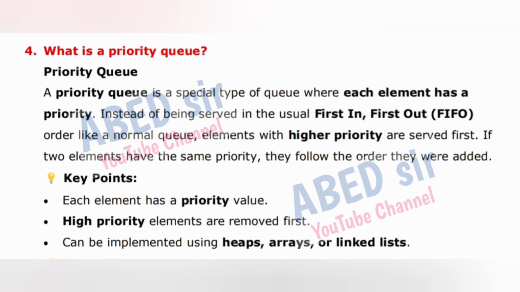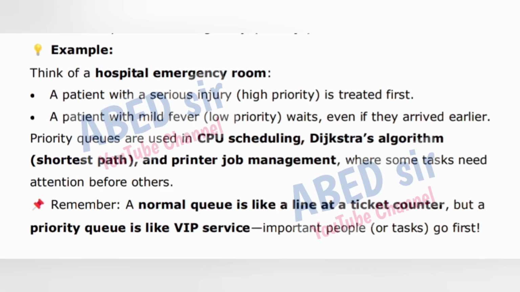Key points. Each element has a priority value. High priority elements are removed first. Can be implemented using heaps, arrays, or linked lists. Example. Think of a hospital emergency room. A patient with a serious injury, high priority, is treated first. A patient with mild fever, low priority, waits even if they arrived earlier.